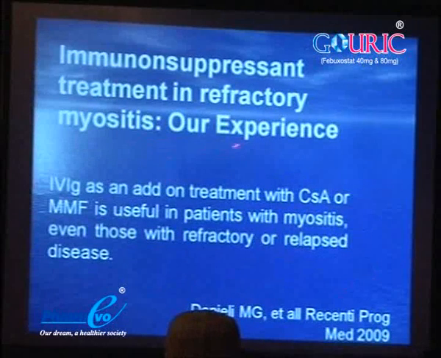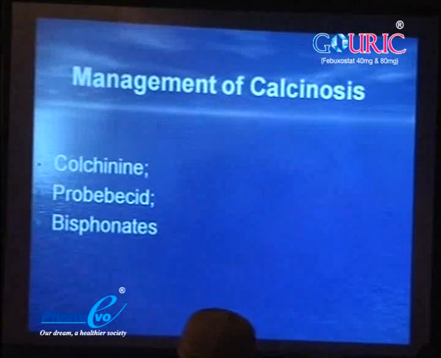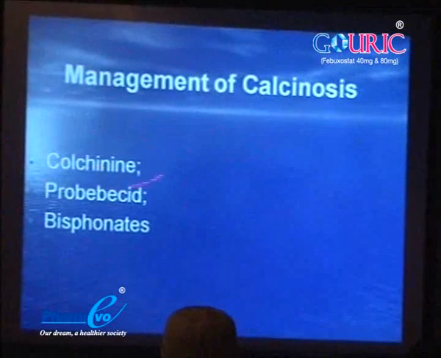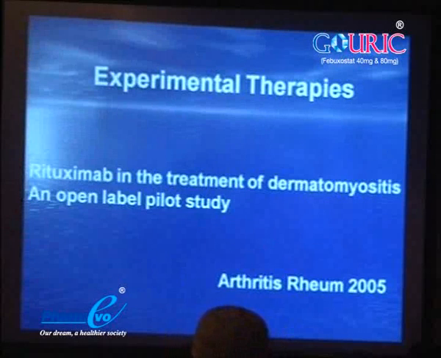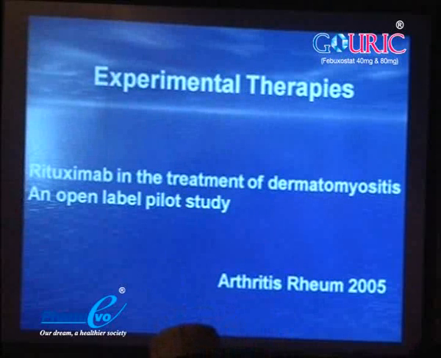The other thing which also supported this is that IVIG as an add-on treatment with cyclosporin or MMF is useful in patients with myositis, even those with refractory disease, and sometimes they do respond to the treatment but they relapse again. So in such situations, although it's a very expensive treatment, patients do respond. Calcinosis is very difficult to treat, and people have tried colchicine, probenecid, bisphosphonates, local injections, but people are very unlucky if they have calcinosis, because it's very, very resistant to treatment, and sometimes does respond to shots, and it's more so in juvenile idiopathic myositis.